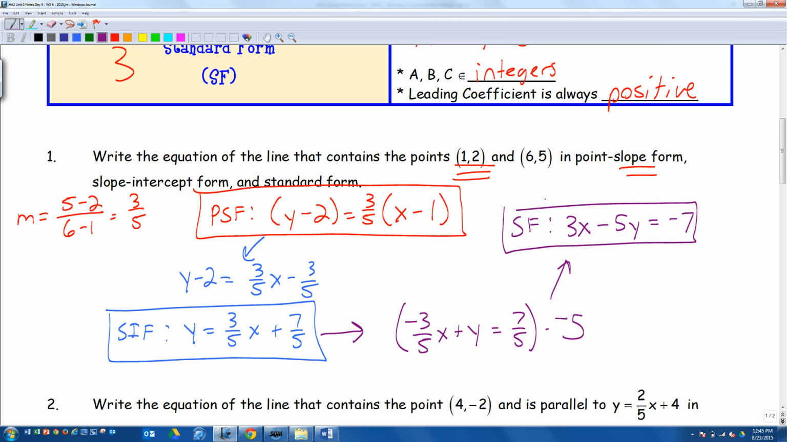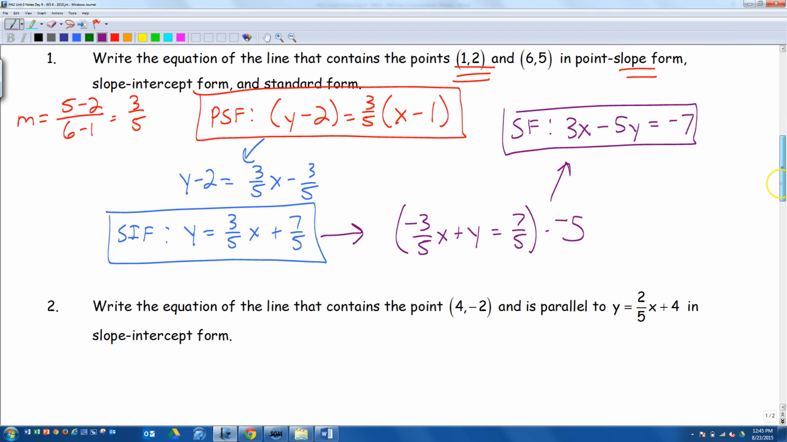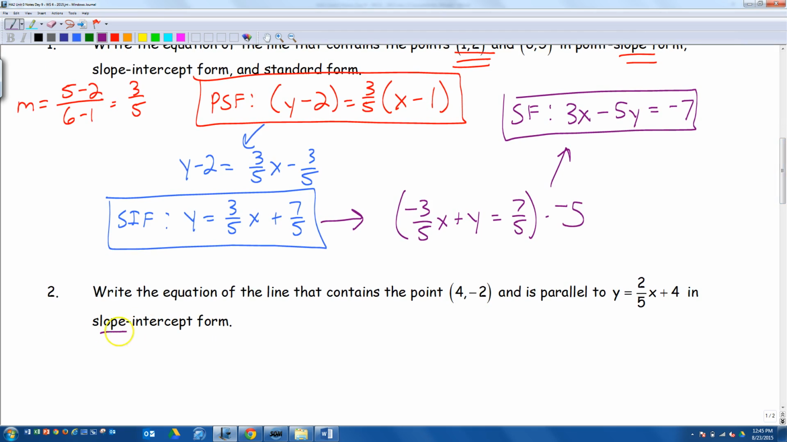So again, point slope to slope intercept to standard. That's how you go. Alright, let's do another one, except we don't have to do all of them. We just have to get to slope intercept form for this problem. Now when it says stuff like it's parallel to this other graph, that means you go to the other graph equation first and find its slope.